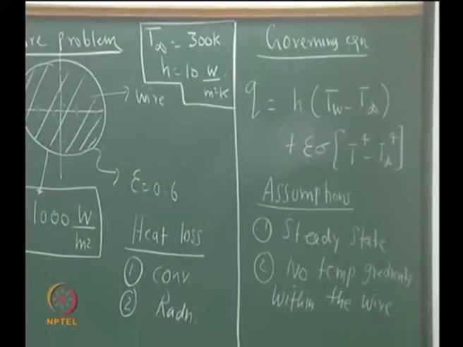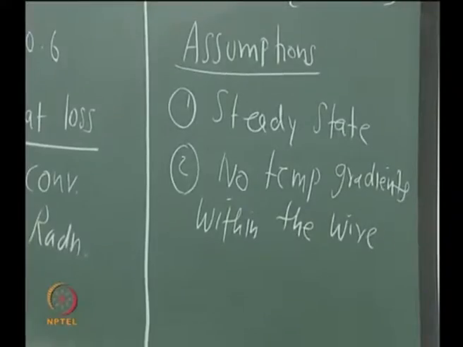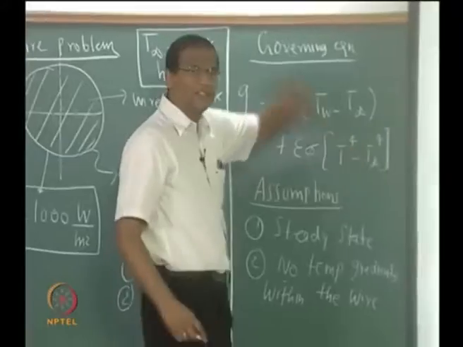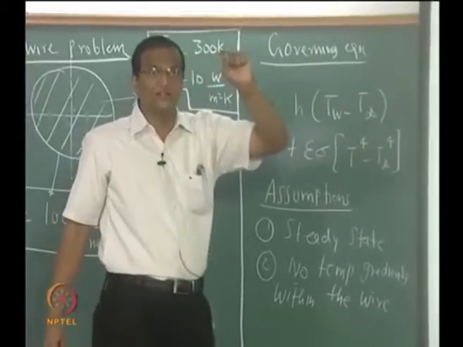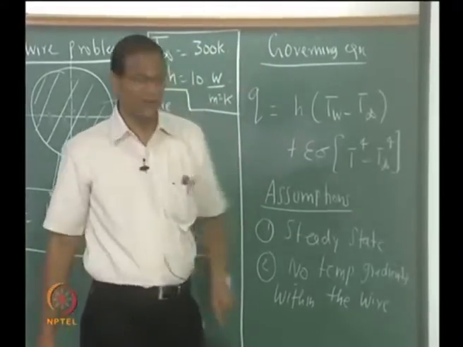What about the radiation? Emissivity of the surroundings is 1. That is how you get this. The ambient is considered to be a black body at T infinity. Okay.